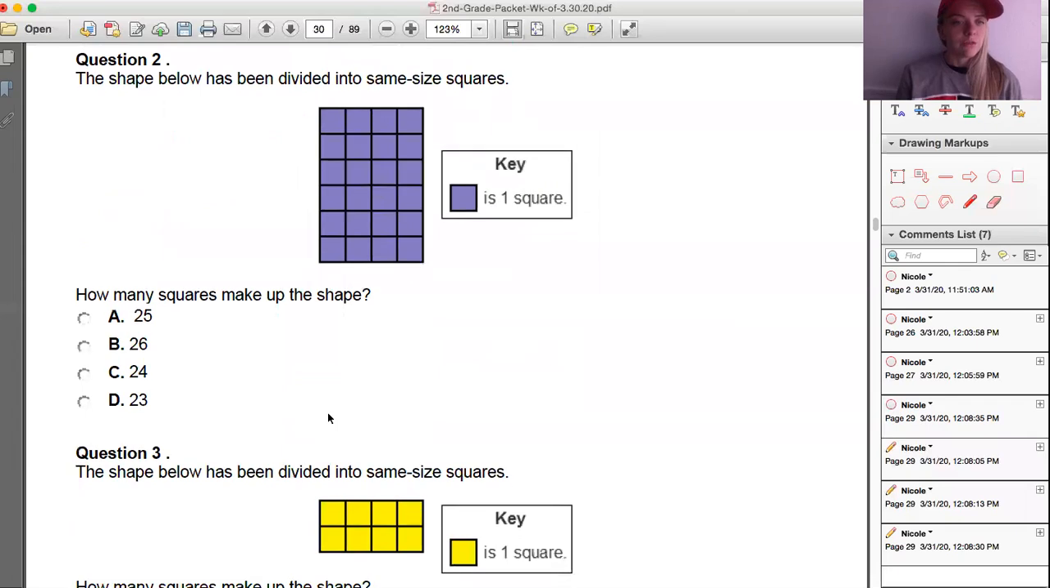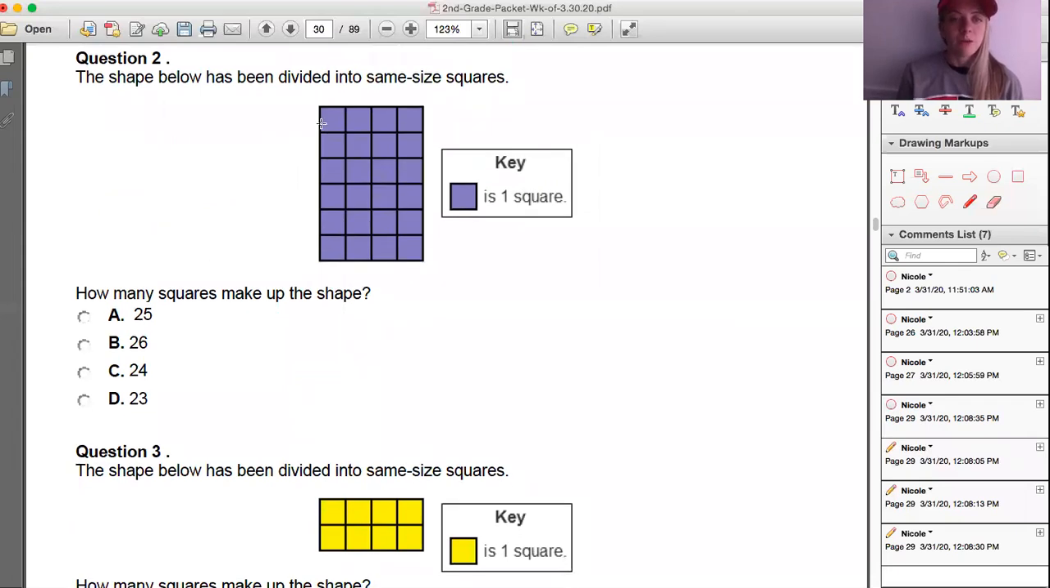So question 2, how many squares make up this shape? 1, 2, 3, 4. 1, 2, 3, 4, 5, 6. 4 times 6 is 24.